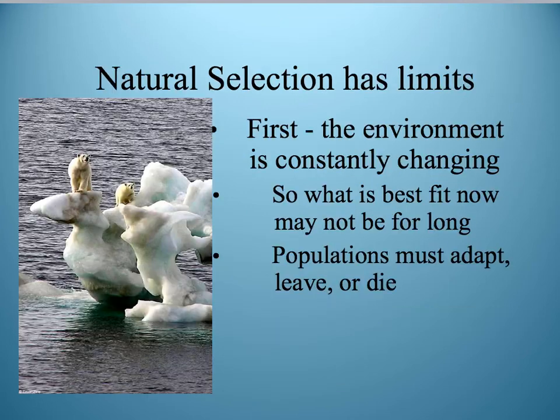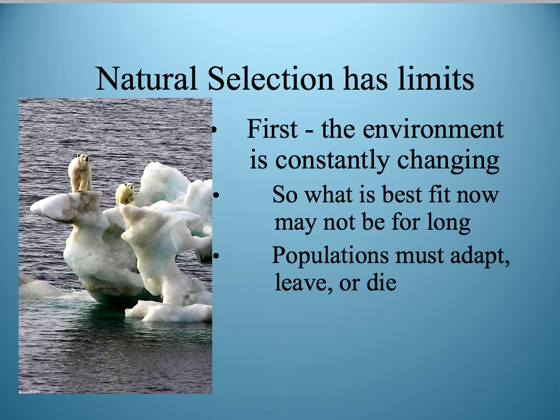So this seems like quite the awesome deal that we've got this natural selection so we can adapt to a changing environment over time, and allows this whole biodiversity of species to continue to exist. Unfortunately, natural selection has limits. First, the environment is constantly changing. So what is best fit now may not be for long, and populations have to adapt or leave, migrate, or die.